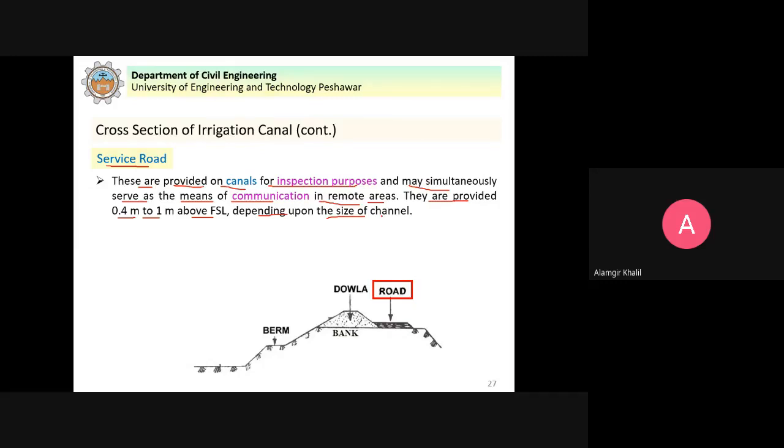So you might have seen that when we have canals, at the side of the canal commonly roads are constructed. So these are known as service roads.